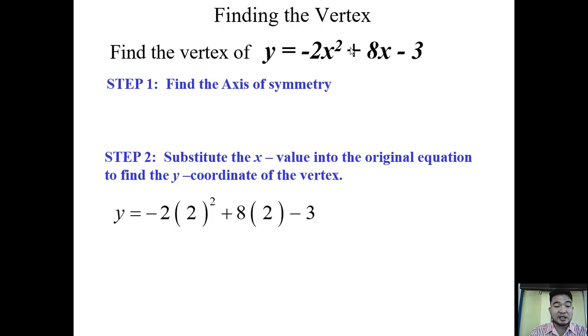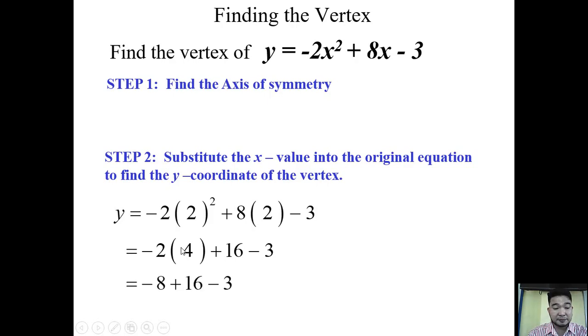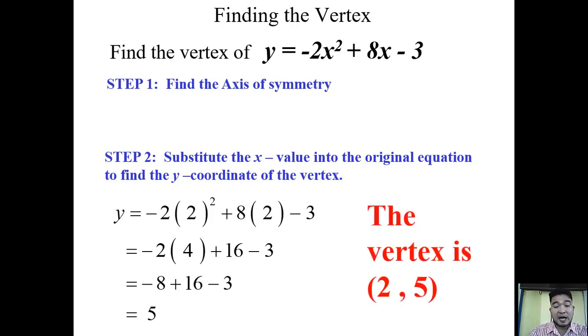Then simplifying it, you will have 2 squared, which is 4, and then 8 times 2 is 16. Then simplifying it further, you will have negative 2 times 4 is negative 8 plus 16 minus 3. So you will have 5, because negative 8 plus 16 is equal to 8, minus 3 is equal to 5. So the value of y is equal to 5. So our vertex now is 2, 5. So that is our vertex.